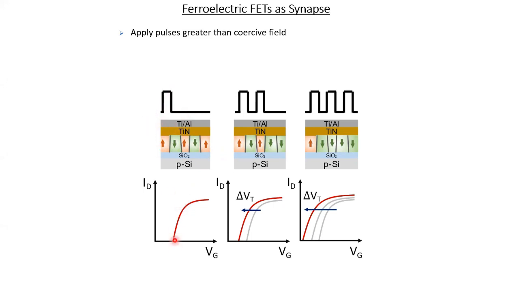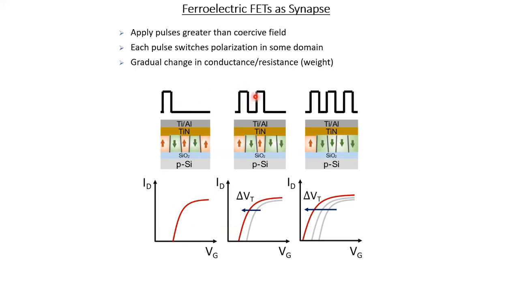So let's say you read the device state. After that, you do an ID-VG sweep. You obtain something like this, you obtain these characteristics. Now, if you apply two similar pulses, you switch some other domain as well. For instance, here, when you applied one pulse, only one domain switched. Now, if you applied two pulses, one more domain switched. So here you can see that this domain switched. If the domain switches, the effective charge on the oxide layer changes, and that shifts the threshold voltage.